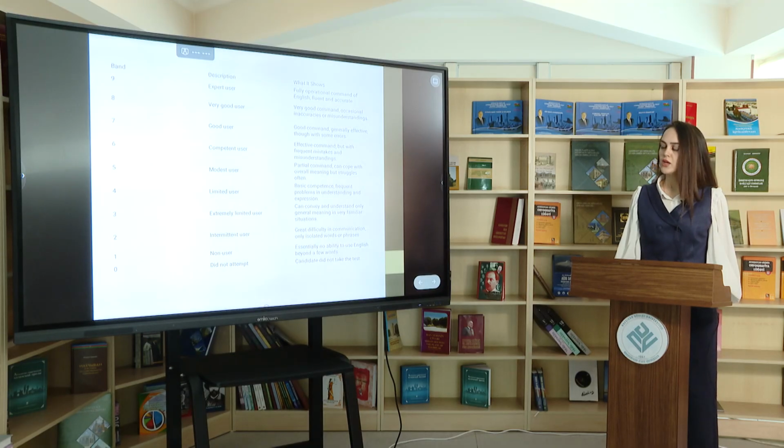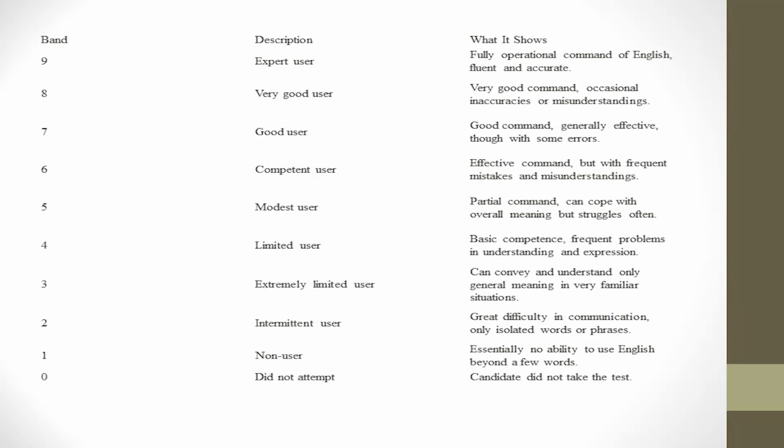a score table. Now you can see these scores from 0 to 9. Of course it is developed from 1 to 9, and here 6, for example, is a competent user. It means that you can give effective commands, but you can also have frequent mistakes and misunderstandings, and so on.